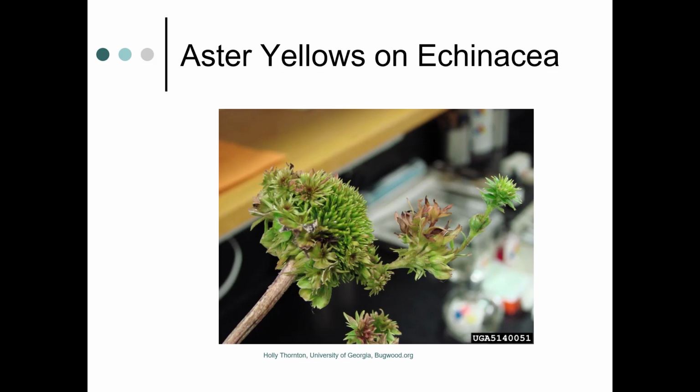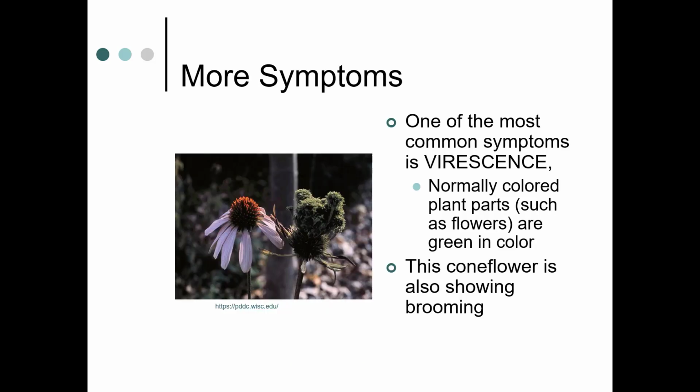Here's aster yellows and echinacea. You see the flowers don't really happen. Look more like leaves. Other symptoms. One of the most common symptoms is virescence. This is normally colored plant parts such as flowers that are green in color. And then the echinacea also is showing some brooming.